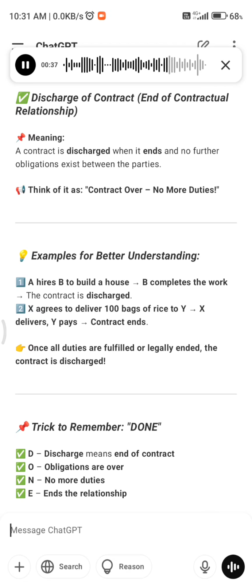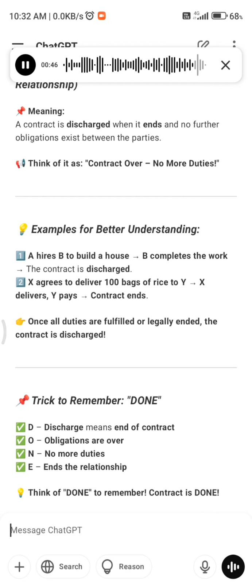Trick to remember, DONE. D, discharge means end of contract. O, obligations are over. N, no more duties. E, ends the relationship. Think of done to remember. Contract is done.